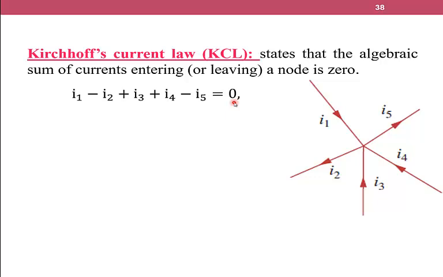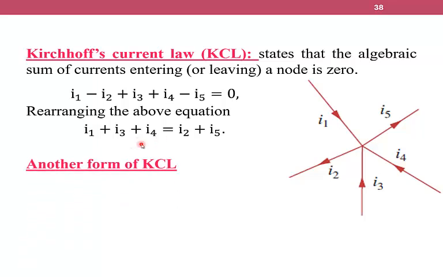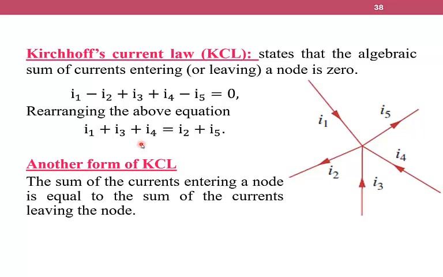If you rearrange the above equation to put all the entering currents on one side and the leaving currents on the other side, we have I2 and I5 leaving, while I1, I3 and I4 are entering. So the equation will become as follows. Another form of KCL: the sum of all currents entering a node is equal to the sum of all the currents leaving the node. Whatever goes in must come out.